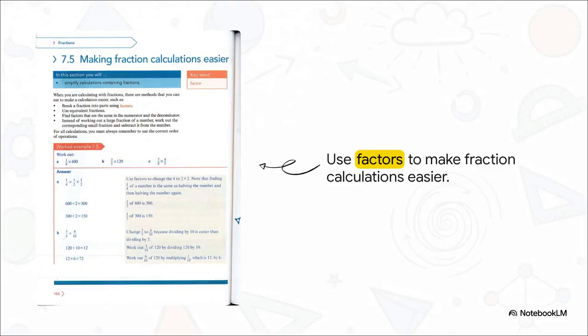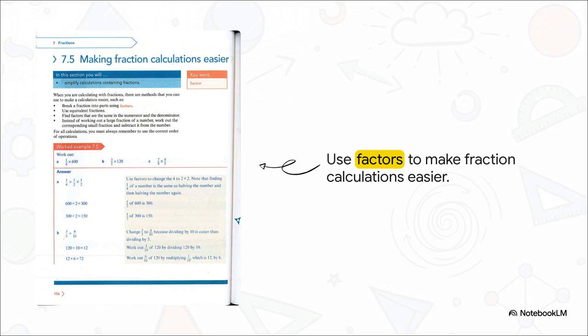For instance, if you want to find 1/4 of 600, you don't need to set up a long division problem. Since 4 is just 2 times 2, dividing by 4 is the exact same thing as halving a number twice. So half of 600 is 300, and half of 300 is 150. Done.